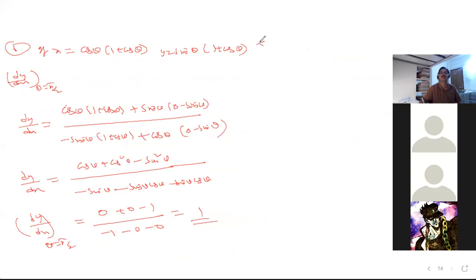Next one is type 8. Type 8 is implicit differentiation.